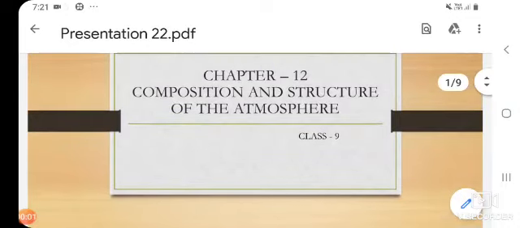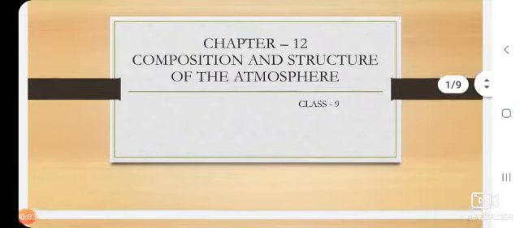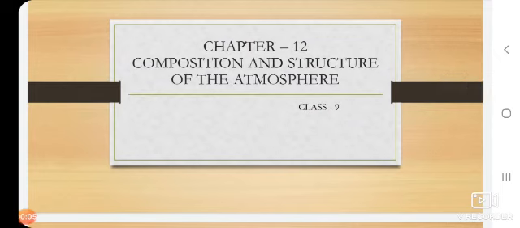Good morning, children. Today we are going to learn the composition and structure of the atmosphere, which is chapter 12 of the syllabus. This is unit 4, which is covered under atmosphere. In unit 4, you have 4 topics to learn.